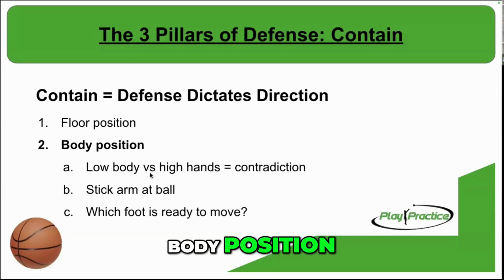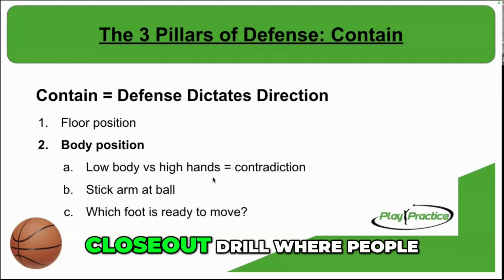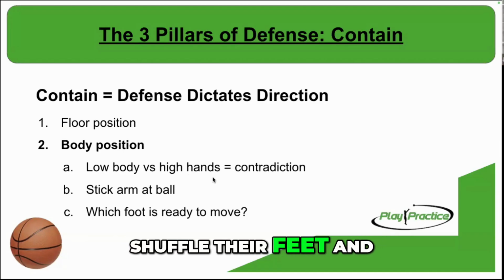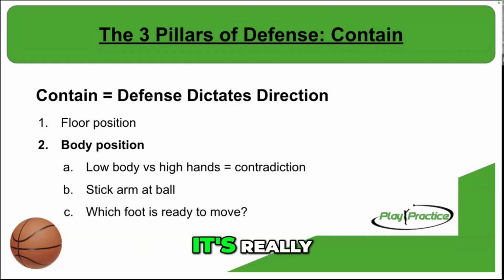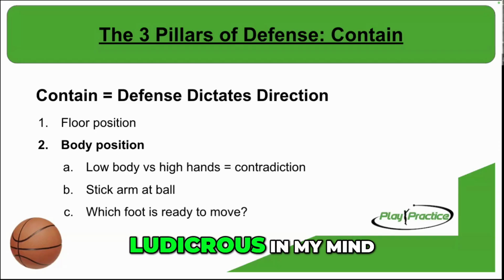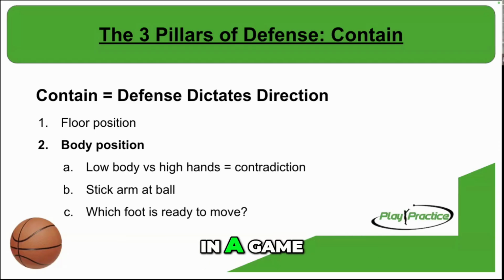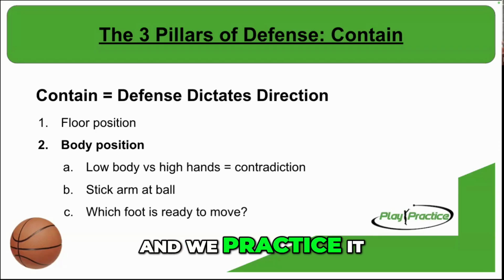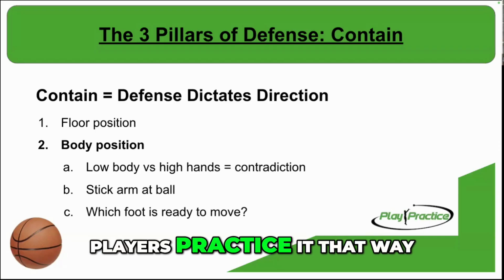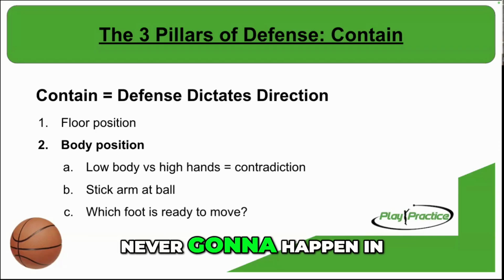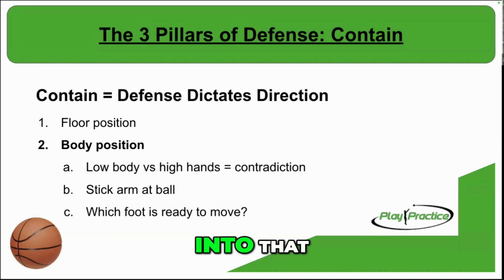Body position: we talk about low versus high hands, like the classic closeout drill where people shuffle their feet and swing both arms up, right? That is really ludicrous in my mind. Nobody does that in a game. And we practice it that way and mandate players practice it that way, but they know it's never going to happen in a game, so they're never bought into that. I think of that as a contradiction where we're asking them to be low with their body and high with their hands, and it just doesn't work.